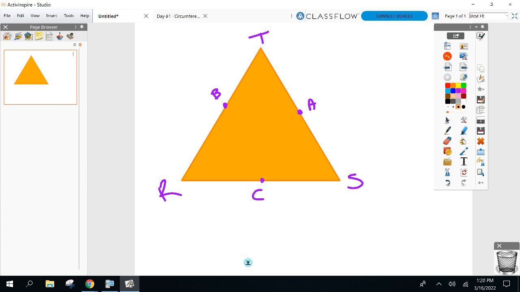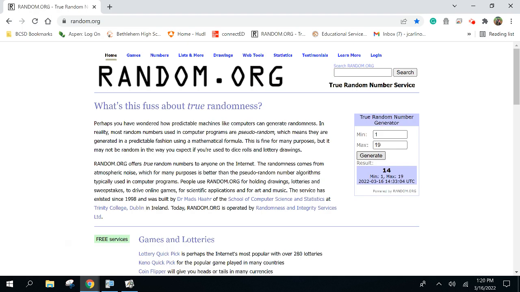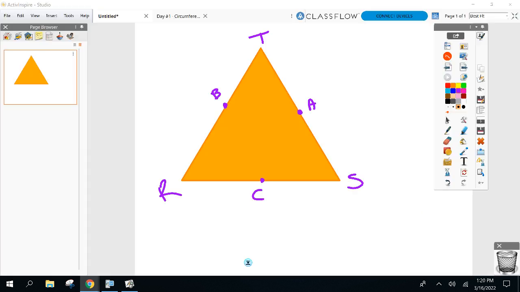Name that triangle. Name that triangle. Name that triangle.